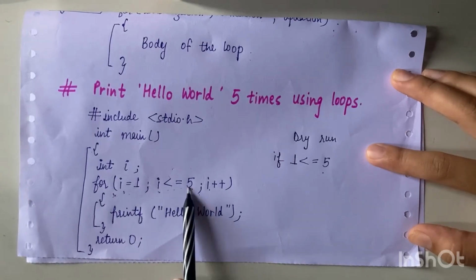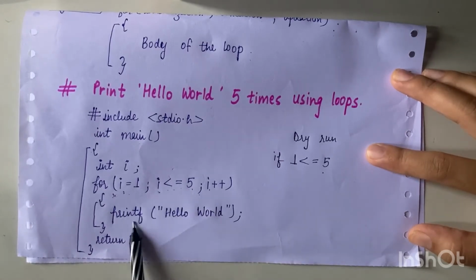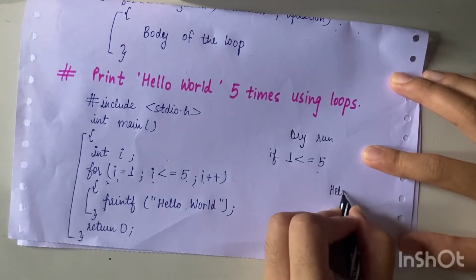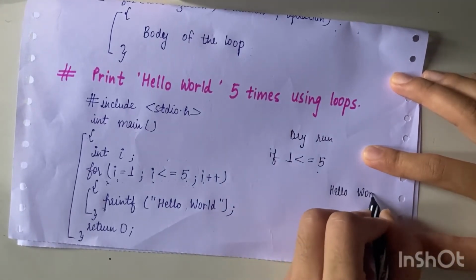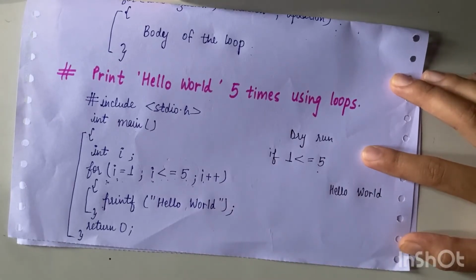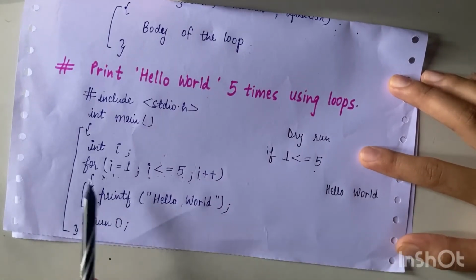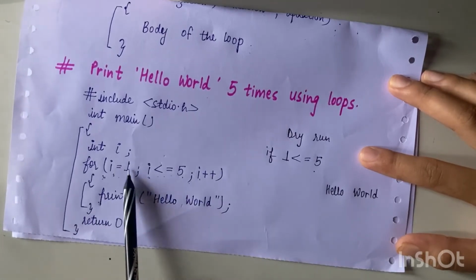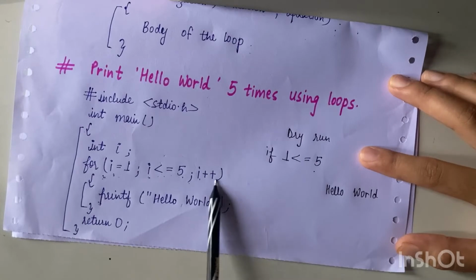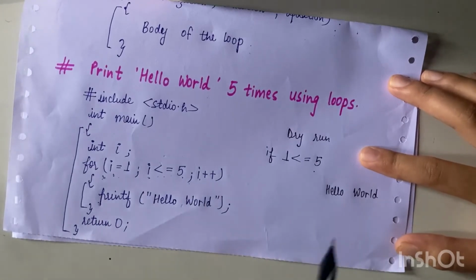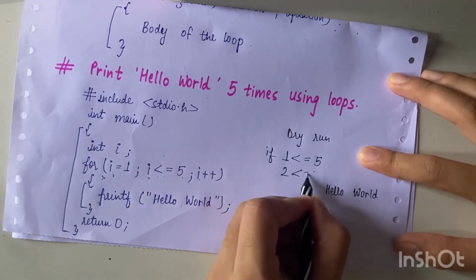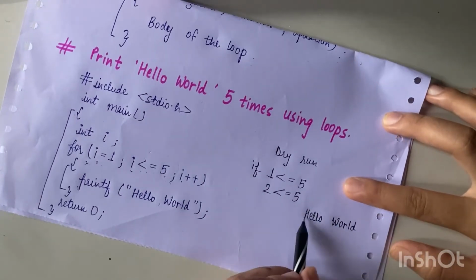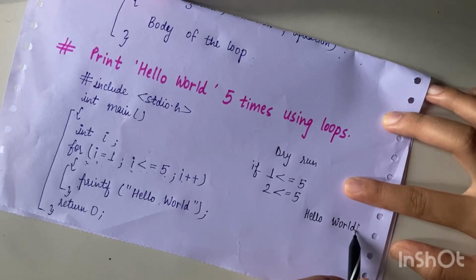So in this case, this condition is true. When we come inside, we'll print hello world. Then next time the loop will update by 1. So now i is not 1, i is 2, since there is updation. For the next time, i is 2, less than or equal to 5. That condition is true, so hello world will print just after this.